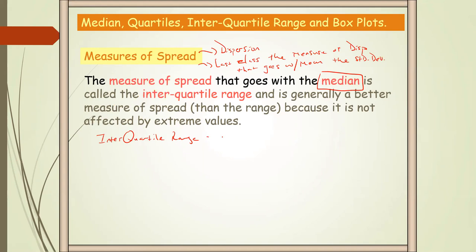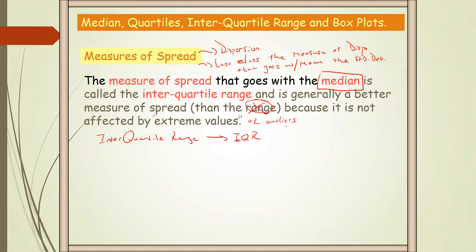And I'm just going to call this interquartile range the IQR in class always. Okay. And this measure of spread is a lot better than just the range in general, because we talked about the range isn't really that good, because it's not affected by what we call extreme values or outliers. All right, we're going to define and talk about outliers a lot today.